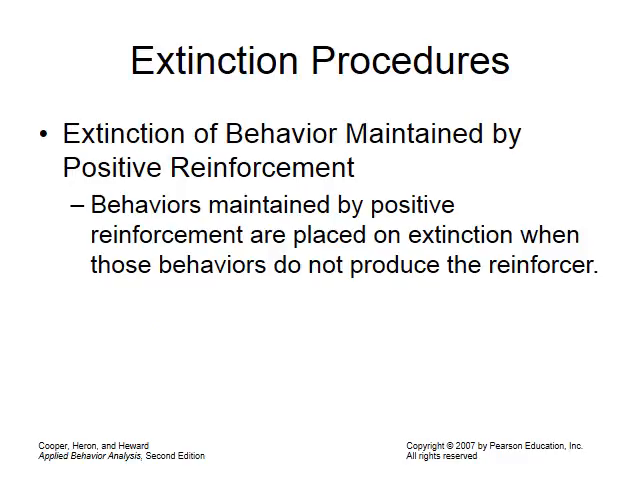Behaviors that are maintained by positive reinforcement are placed on extinction when those behaviors do not produce the reinforcer. So we take this back to the Skinner box. The rat pushes the lever and gets access to food, and we train up the lever press response. Every time the rat pushes the lever, he gets access to food, and this is positive reinforcement. But we can put the lever press on extinction, so when the rat pushes the lever, nothing happens. This would be extinction of a behavior maintained by positive reinforcement. Eventually, the rat will learn that pushing the lever no longer gets him access to food, and he will stop pushing the lever.